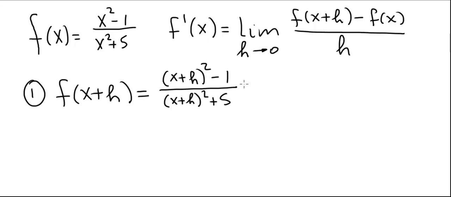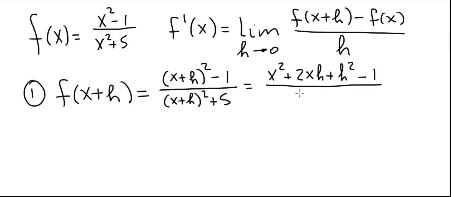Now let's go ahead and expand this. x plus h squared becomes x squared plus 2xh plus h squared minus 1 in the numerator, and in the denominator we have similarly x squared plus 2xh plus h squared plus 5. This is the end of step 1. There's nothing more that we can do here.